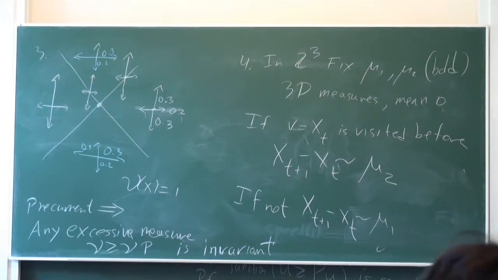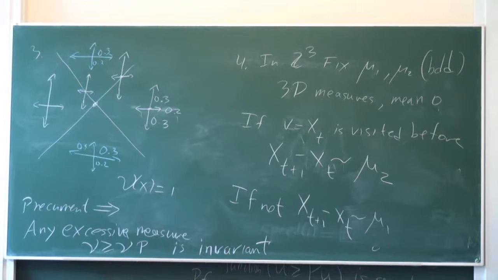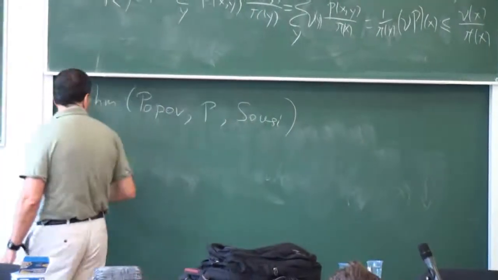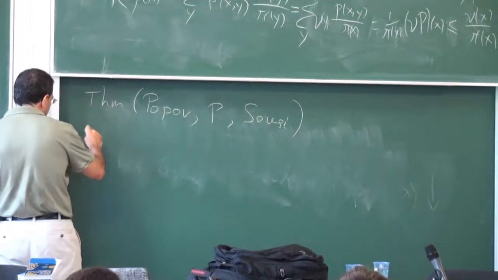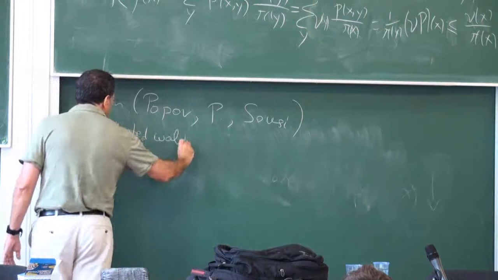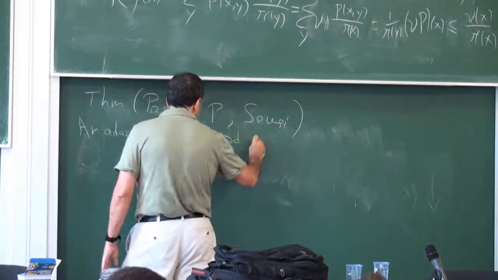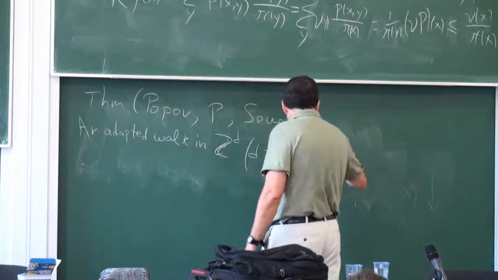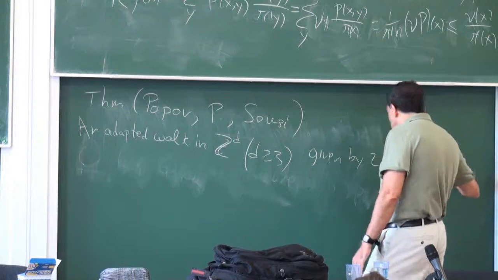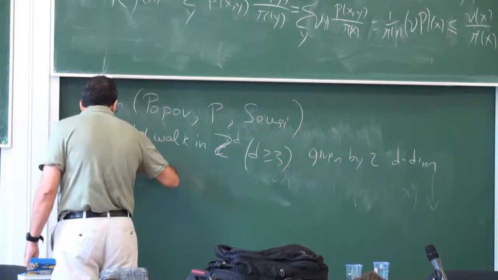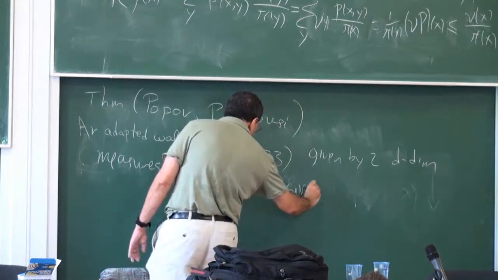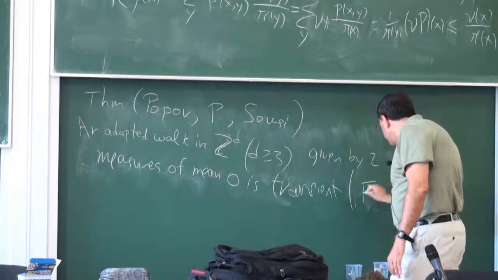So here is a general theorem, which is joint work with Sergei Popov and a coauthor, and it says that an adapted walk in Z^d given by 2 d-dimensional measures of mean 0 is always transient, but it's false for 3.